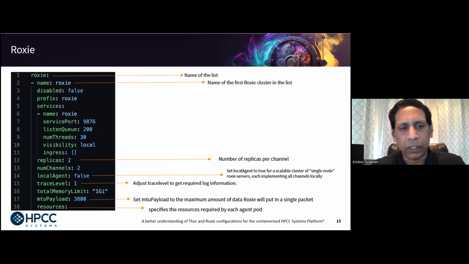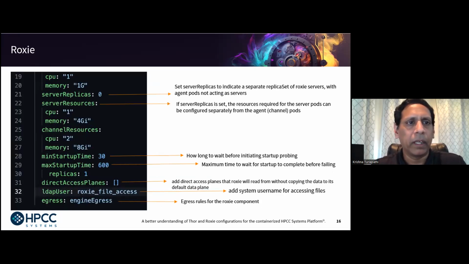Then you have the total memory limit. Then you have the MTU payload. Set the MTU payload to the maximum amount of data Roxie will put in a single packet. Then you have resources, which specifies the resources required by each agent pod. Like in this instance, you have the number of CPUs and the amount of memory. Then you have server replicas. Set server replicas to indicate a separate replica set of Roxie servers, with agent pods not acting as servers.